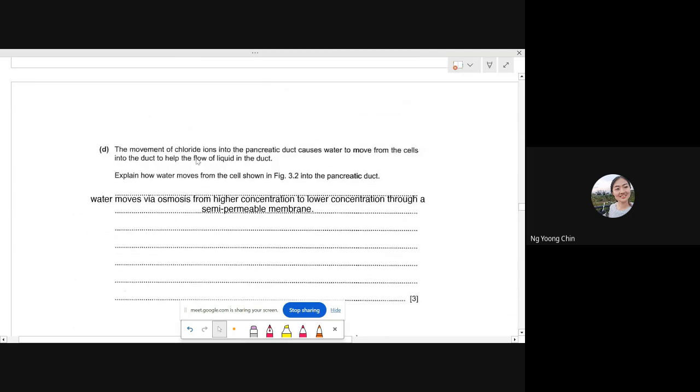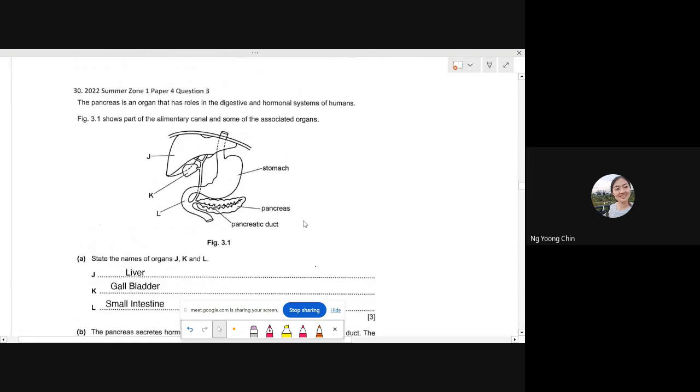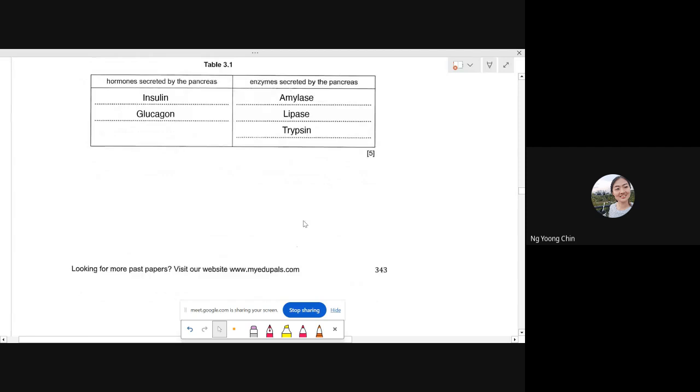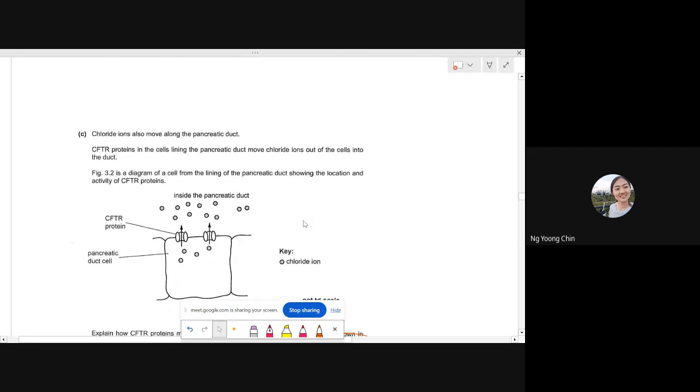Okay, this one. Movement of chloride ions into pancreatic duct cause water move from the cell into the duct, help flow of liquid into the duct. Okay, from high to low through the semi-permeable membrane. But I think your answer is not really sufficient to get the full mark. If you want to get the full mark, you should write in this way. Number 13.